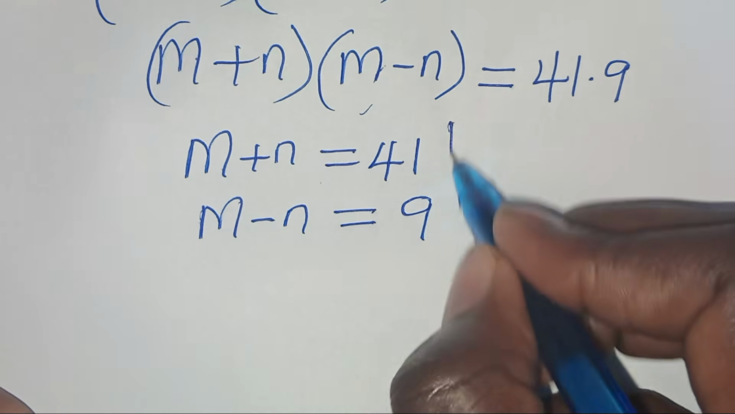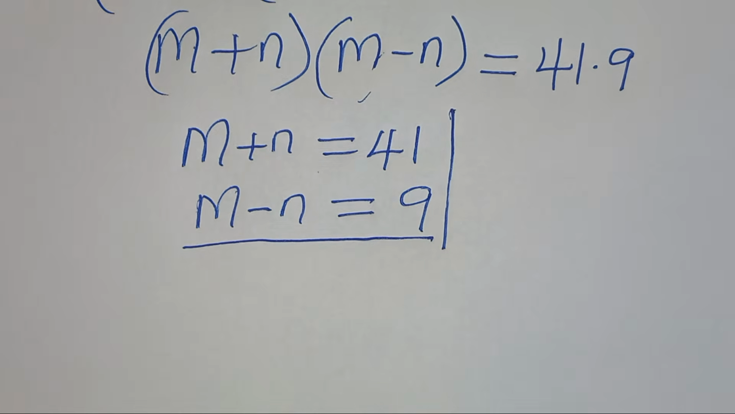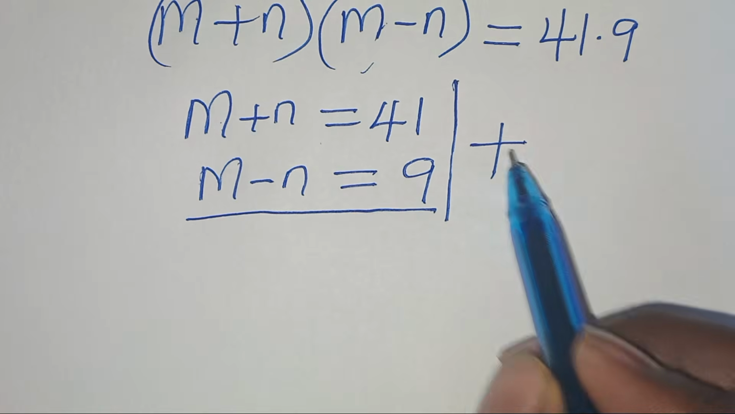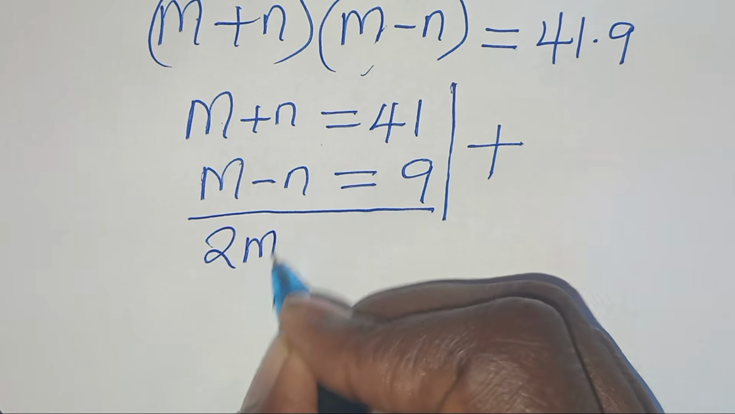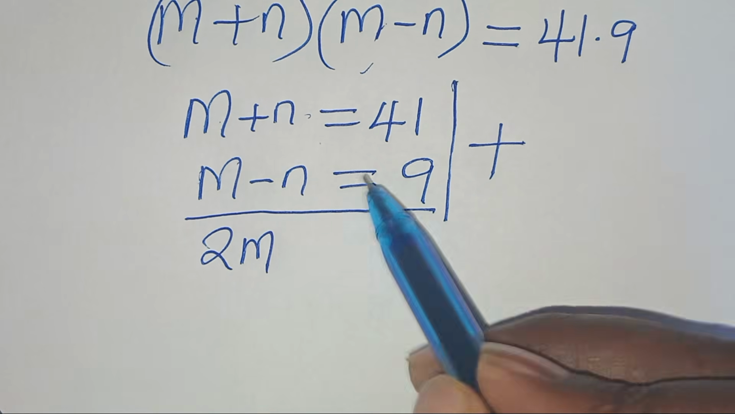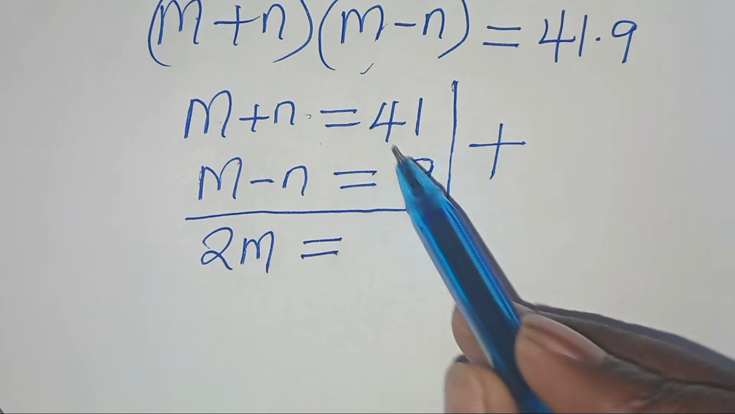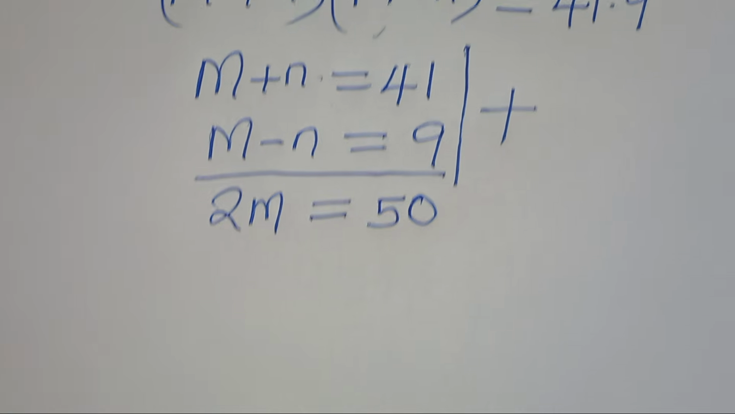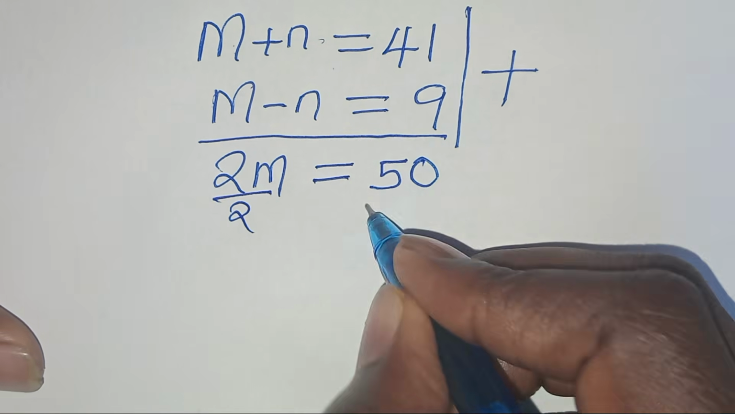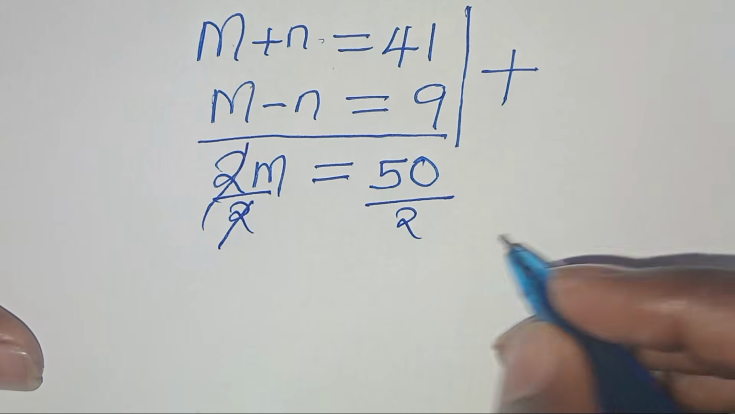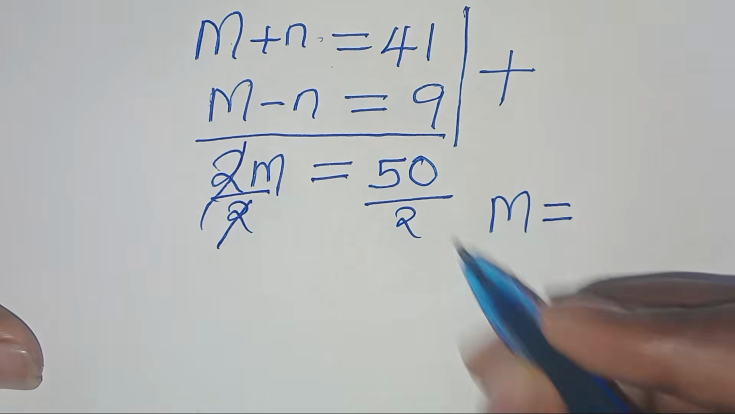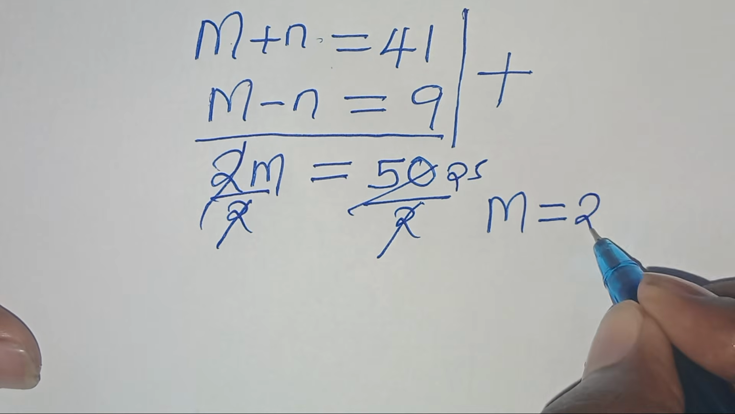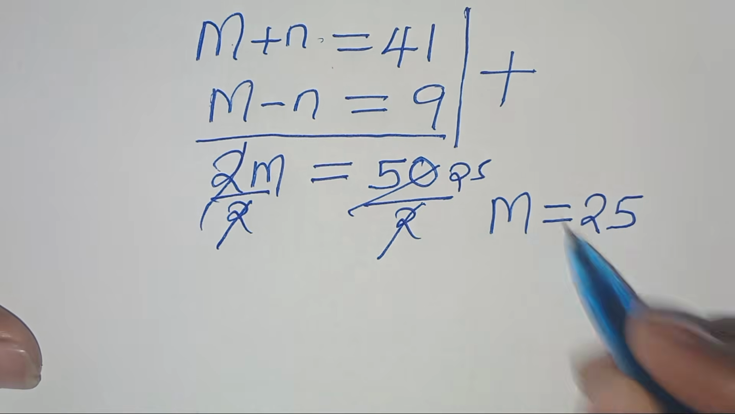So we form a system of two linear equations whereby we can sum these two equations. m plus m is 2m, plus n plus minus n simplifies, then we have 41 plus 9, which is equal to 50. So let's divide both sides by 2, so that now we have m is equal to 50 divided by 2, and this is equal to 25. So we have the value of m is equal to 25.